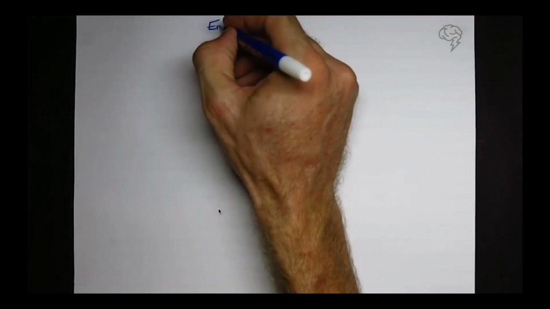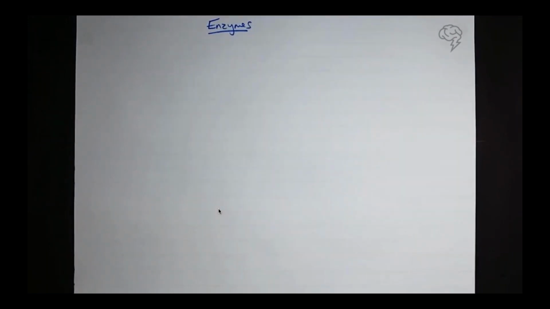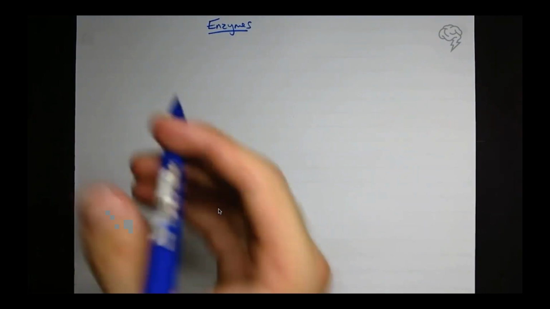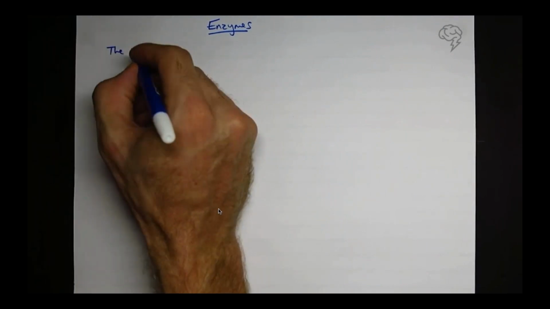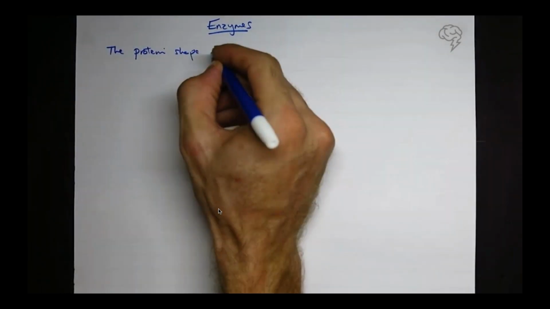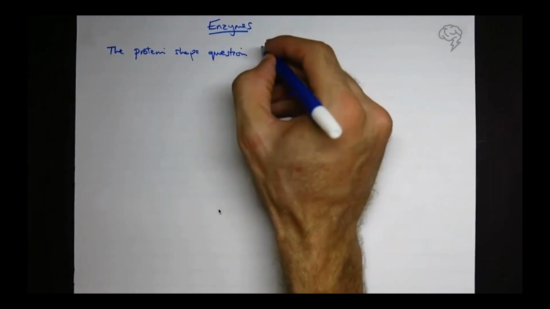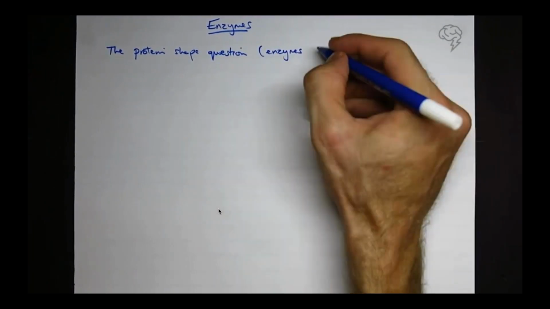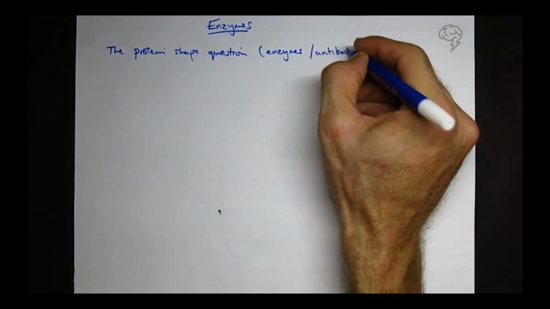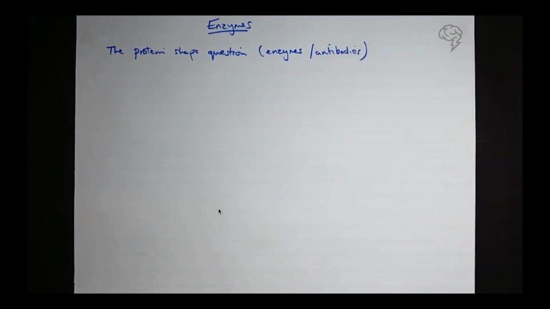Continuing with enzymes. Okay, so enzymes, there is a classic question that comes up all the time. In fact, it's more of a protein question. It's most commonly asked as an enzyme question, so I call it the protein shape question. Now, this could be enzymes, which it most commonly is, but it could also be antibodies. Remember, we've got EATS, enzymes, antibodies, transport, and structural proteins. They're the different types of proteins.